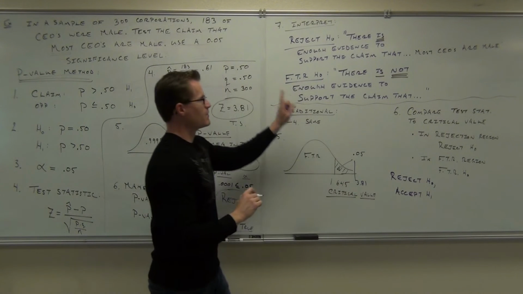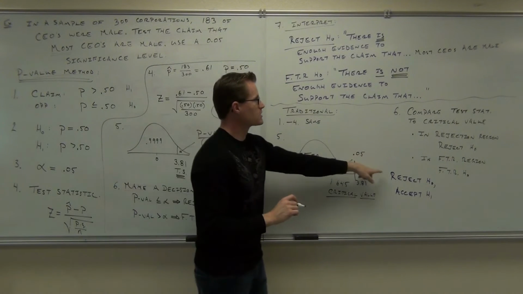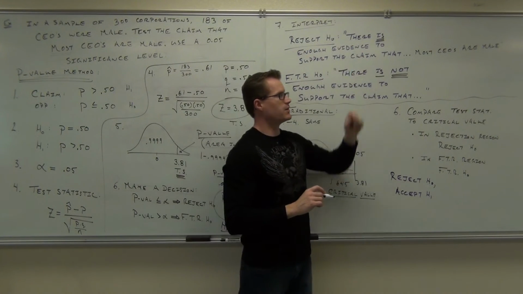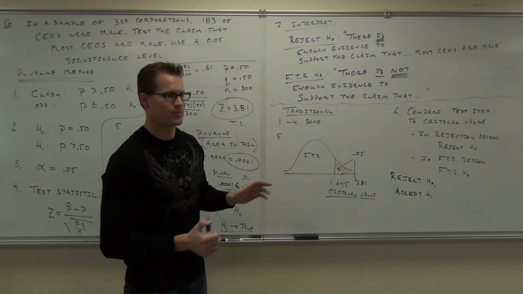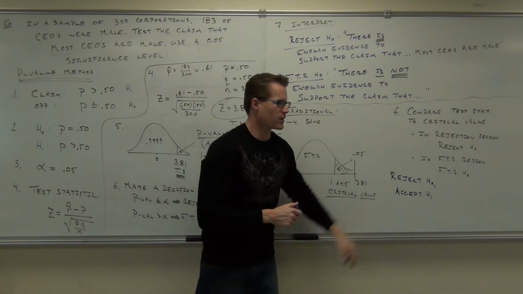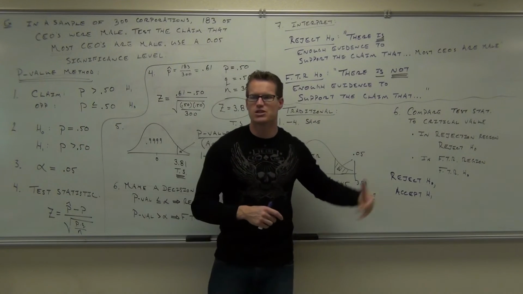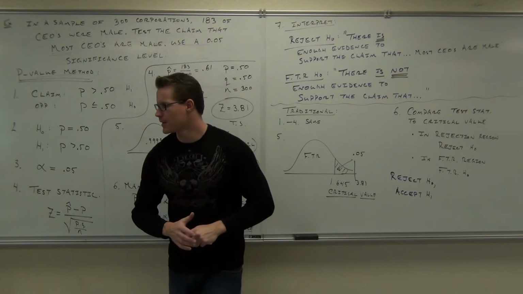And you're going to get the same exact interpretation. If you reject H sub 0, there is enough evidence to support the claim that most CEOs are male. Step 7 is the same. Step 6 is just slightly different. It's really step 5 in combination with step 6, which is the different thing.